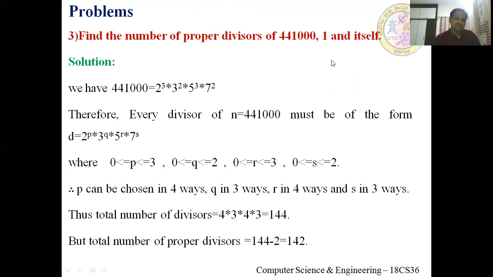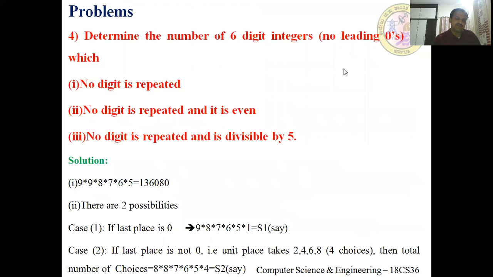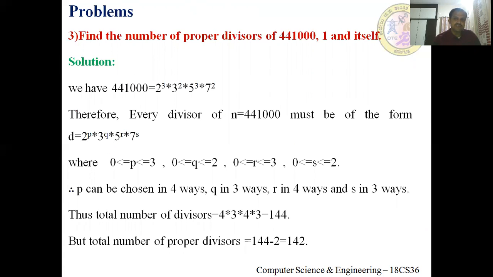That means, for example, if I take the number 4, the divisors of 4 are 1, 2, and 4. Out of that, the proper divisor of 4 is 2 only because we need to exclude 1 and 4. In a similar way, we need to find the proper divisors of 44,01,000. How to find that?